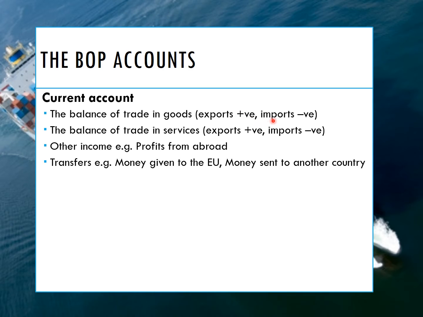An import is the reverse. For an import to take place, something has come from abroad into the country and money has gone in the other direction. So money has left the country. So we would say that's a negative on the current account, that's a debit. So in the current account, we have the balance of trade in goods, exports and imports. We also have the balance of trade in services.